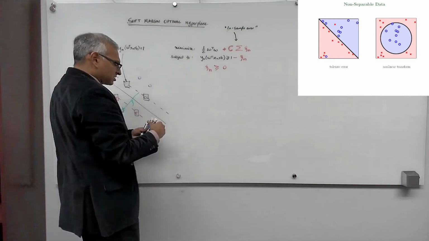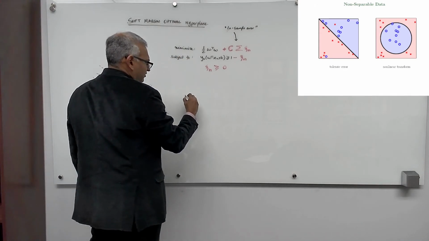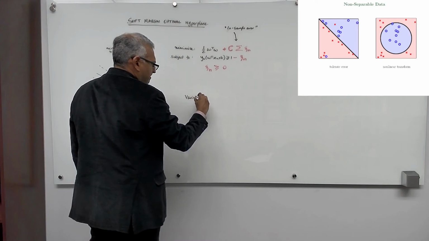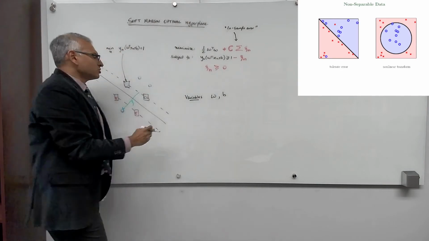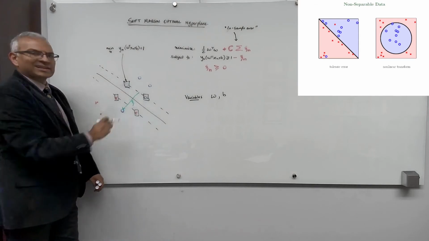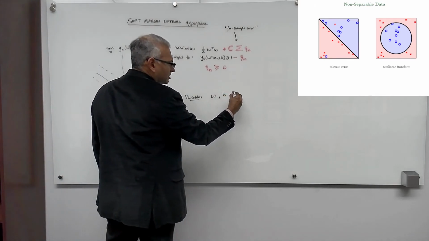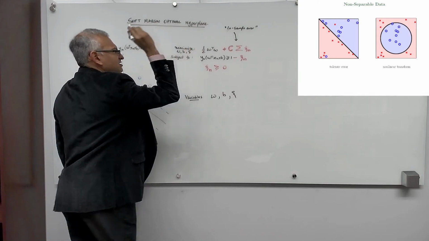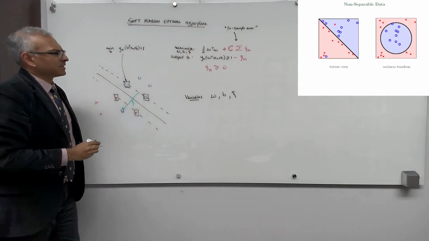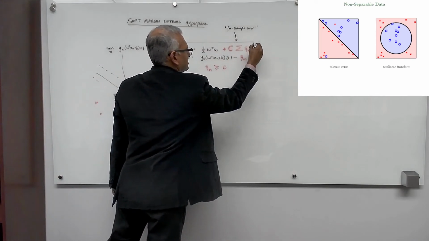So in this optimization, let's look at what the variables are. The variables that you have to determine are obviously the weights and the bias, but also we don't know how much each data point violates the margin. So you also have to determine the C's. So you minimize with respect to the weights, the bias, and the C's. Okay. And minimize this optimization.